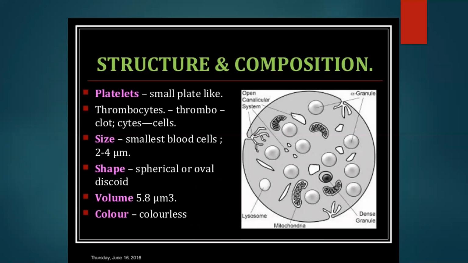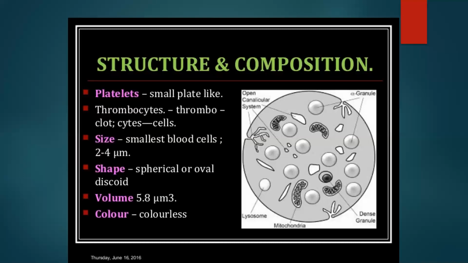Blood platelets are small plate-like structures, also known as thrombocytes. What is the meaning of thrombocytes? Thrombo means clot, like a small clot, clotting of blood, and cyte means cell. Then we have size. The size is small, the smallest blood cell. This is a very important point. When you write, you have to underline this point, because if we compare the size of these blood platelets with the size of RBCs and WBCs, the size is very small.